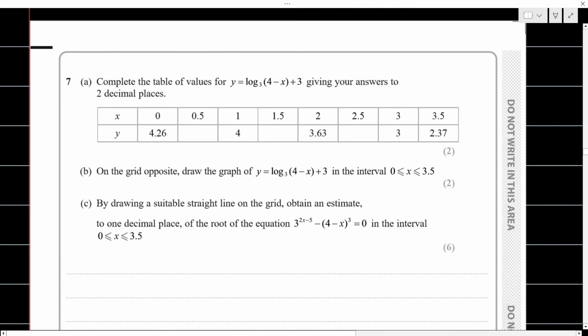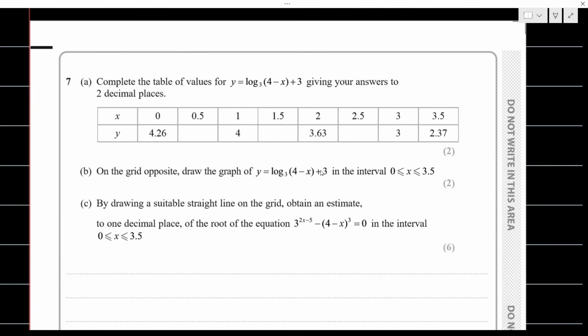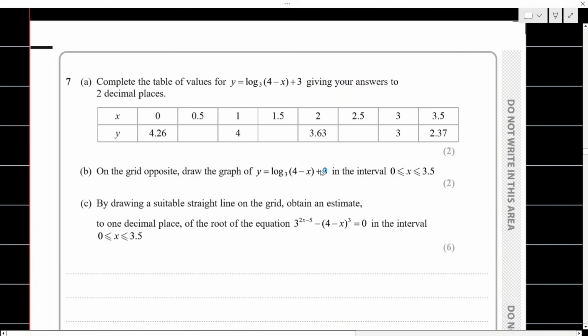We can see that in part A, we have to complete the table of values for our equation y equals log base 3 of (4 minus x) plus 3, and we have to give our answers to two decimal places. So we have to complete the table of values for this equation. Many values of x are given, and we need to use the equation to find the value of y.